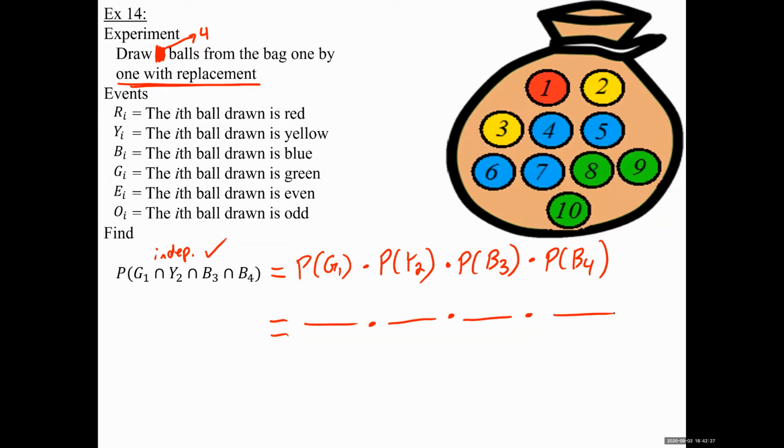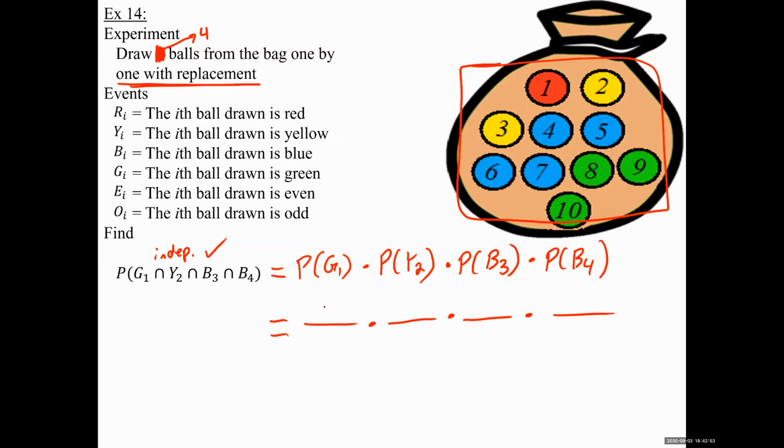Each one of these probabilities is about a different draw. This is the probability of the first draw. On the first draw, you get a green. The way you figure it out is you ask yourself, what does the bag look like when you're about to draw the first time? When you're about to draw the first time, the bag is the full entire bag. What's the probability of getting a green on the first draw? What's the answer?